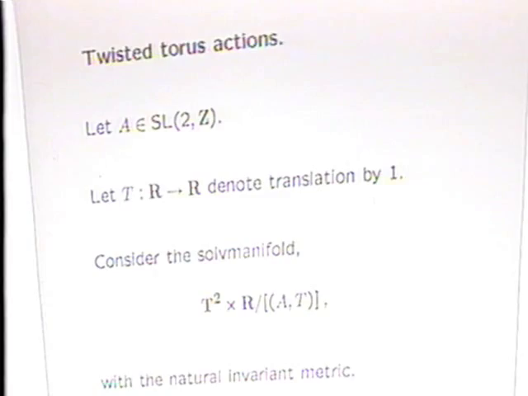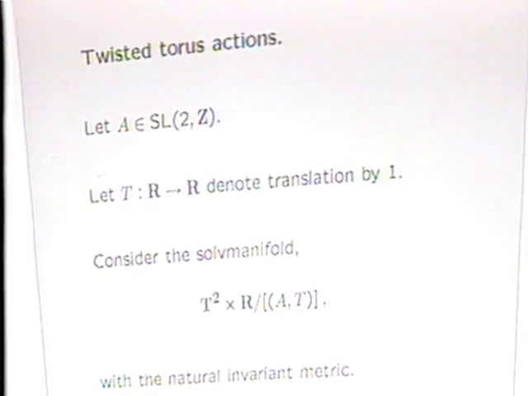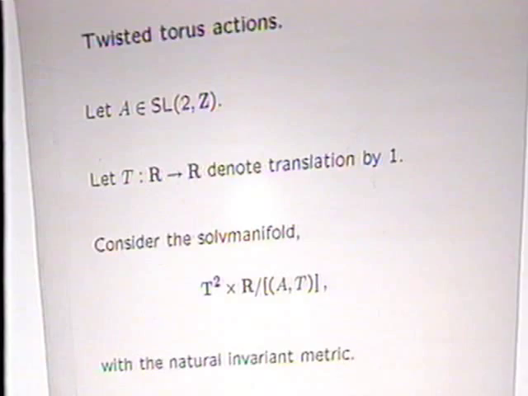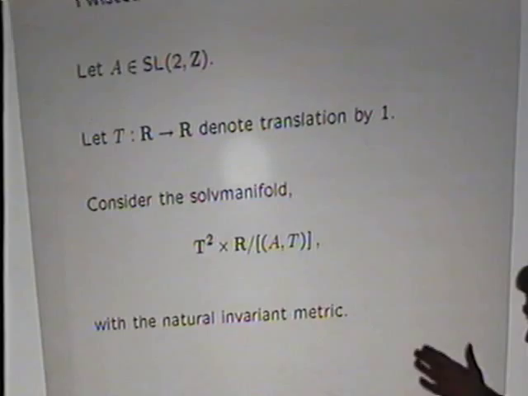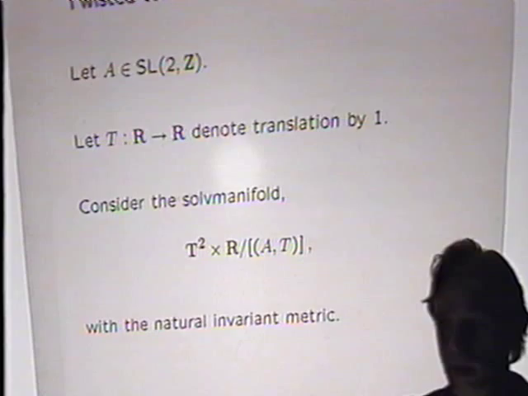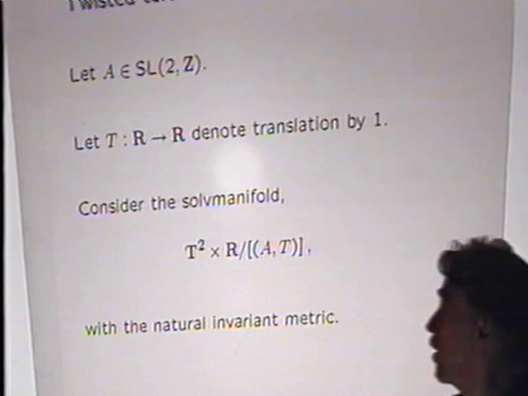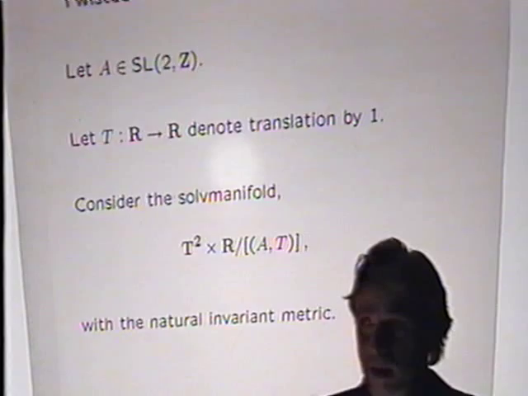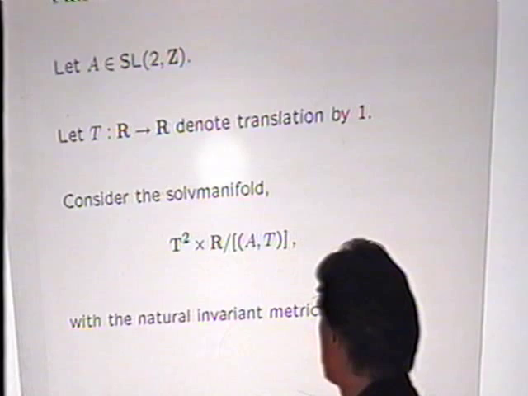So take the torus times the real numbers, and now divide that by translation in this direction and some automorphism of the torus. And so another way of describing that, of course, is you take an interval across a torus and you identify the ends with some non-trivial automorphism of the torus, so some matrix in SL2Z, otherwise put. So topologically, you get a solvmanifold, and it's not so important.